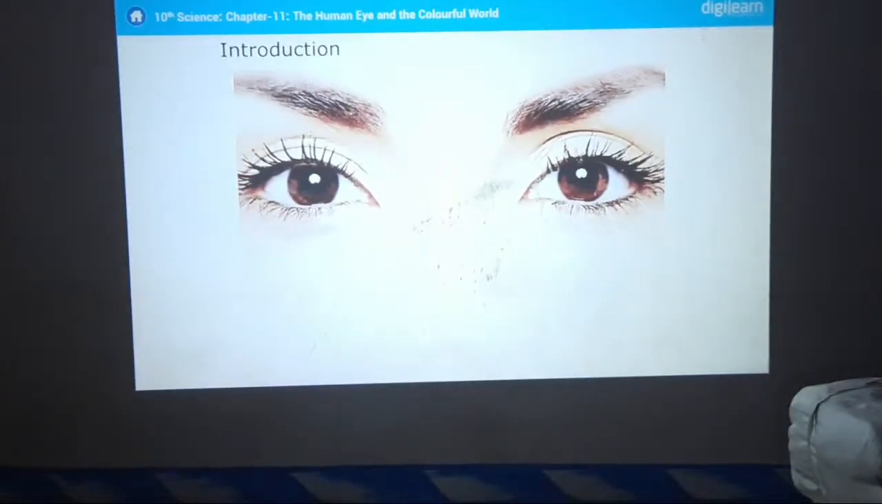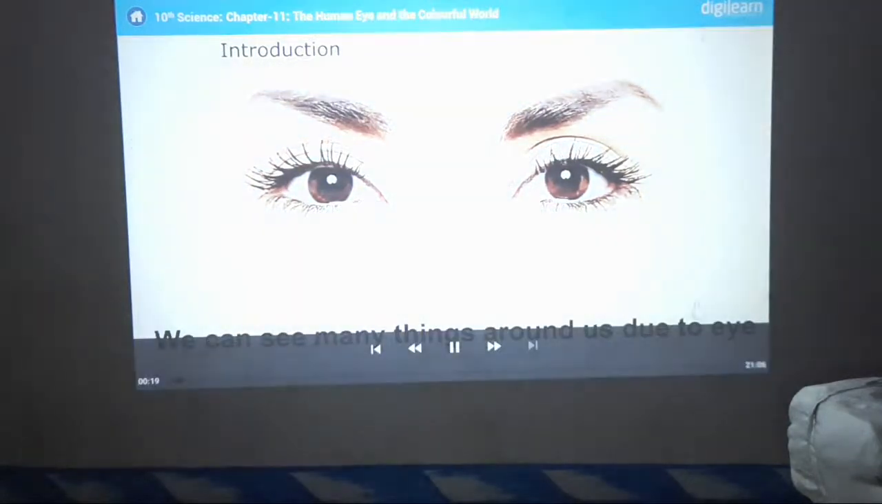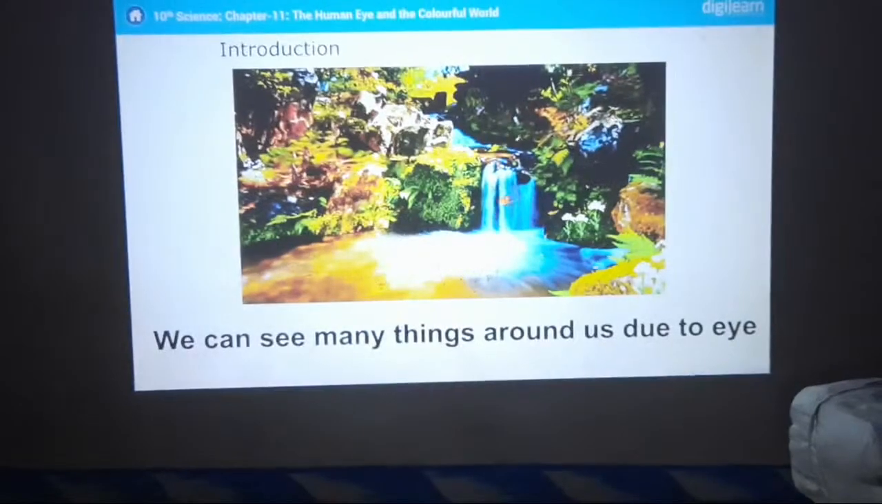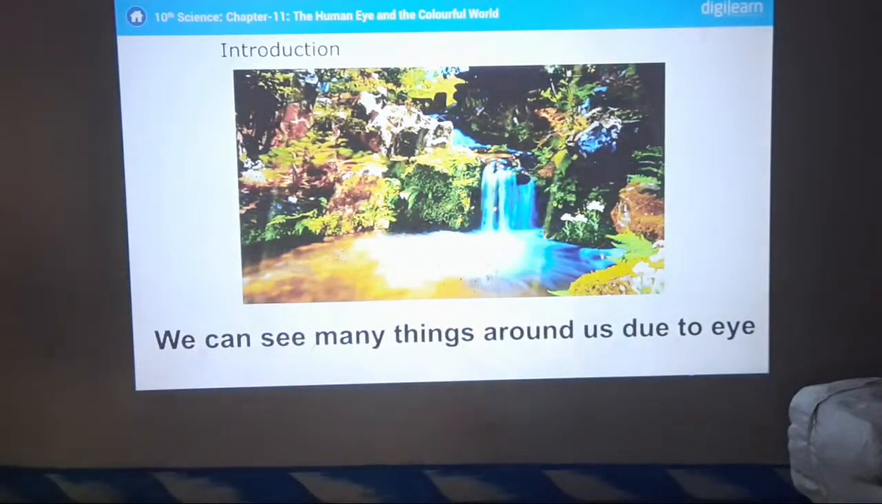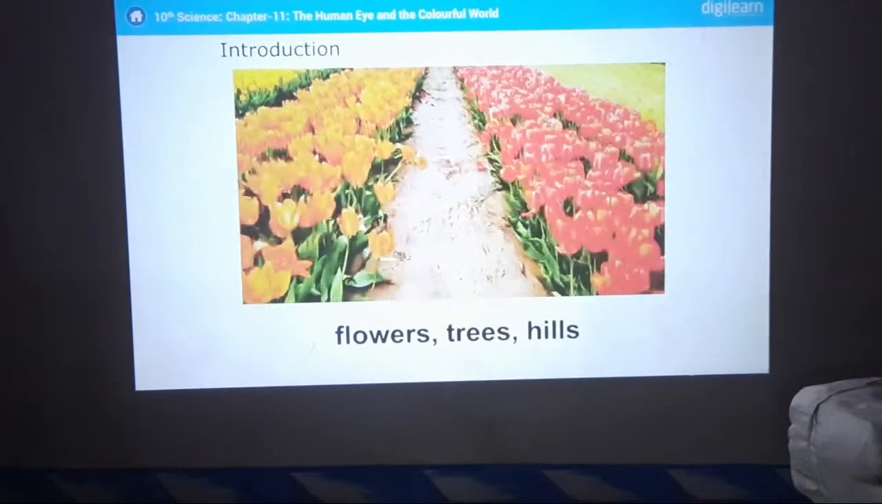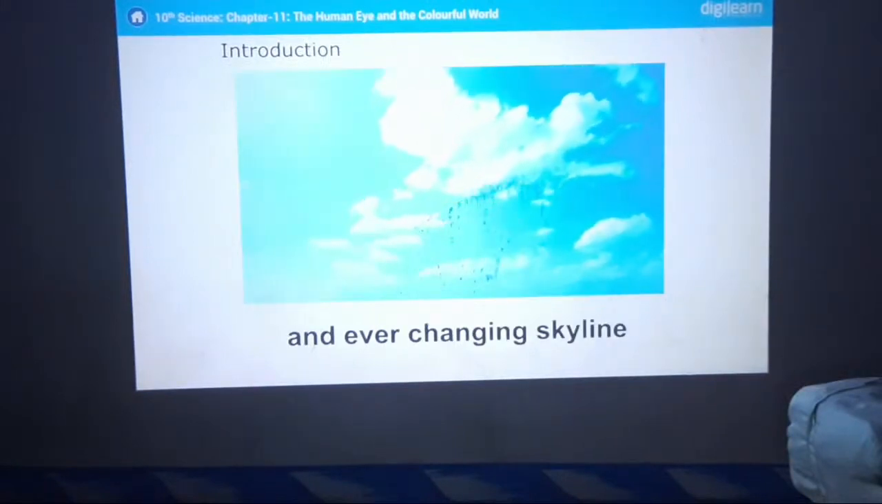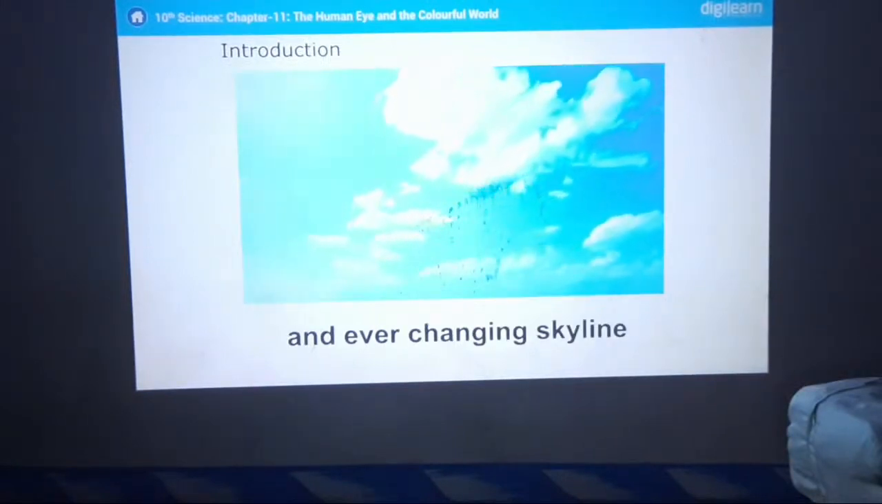Introduction. We can see many things around us due to the eye. It is a wonderful sense organ. It enables us to see colors around us. Beauty of nature with different colors is an eye-pleasing view. Different colored flowers, trees, hills, and ever-changing skyline make our vision delightful.